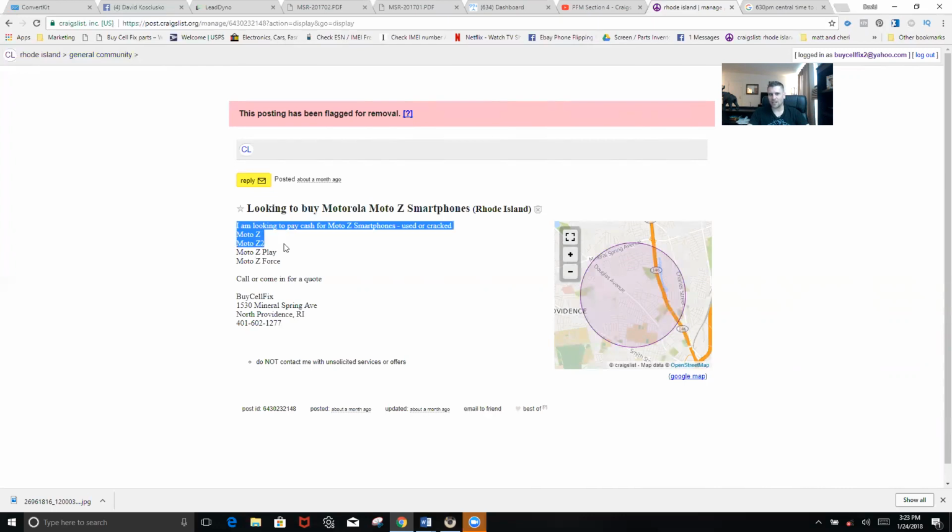Unfortunately, it got flagged because of too many of the keywords. It probably would have stuck if we just did this. If we just did, I'm looking to pay cash for Moto Z smartphones, come in for a free quote, and left it like that. Without this, I think the ad would have stuck. So be careful of that.